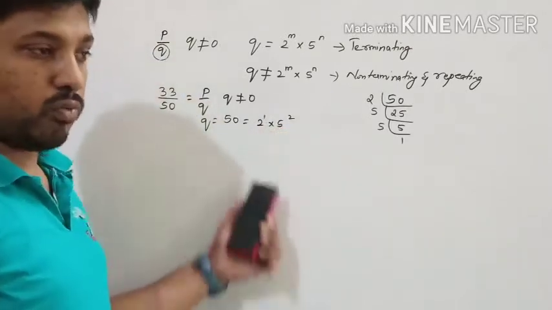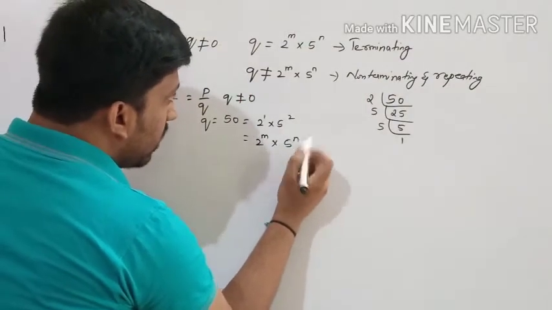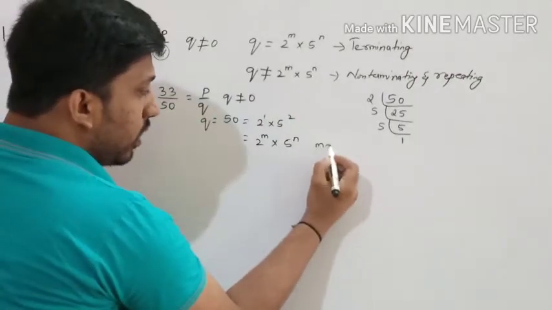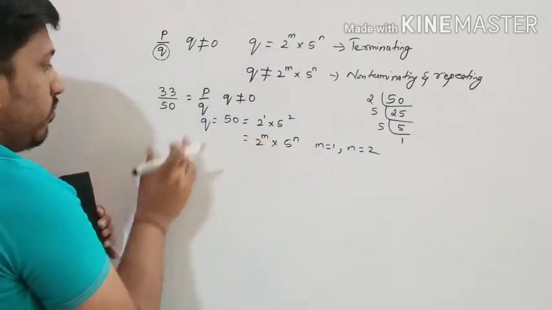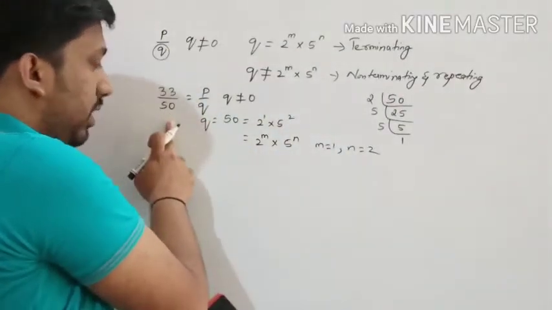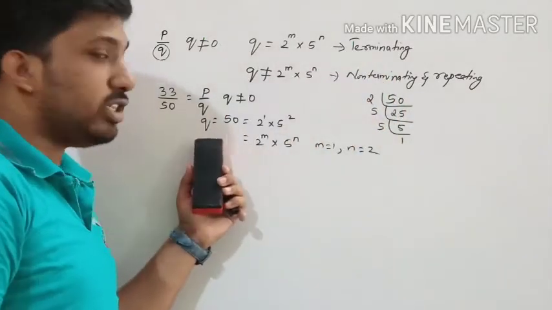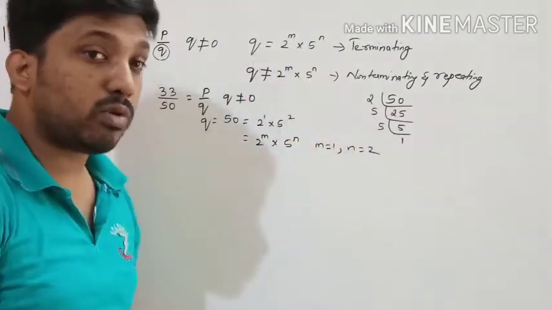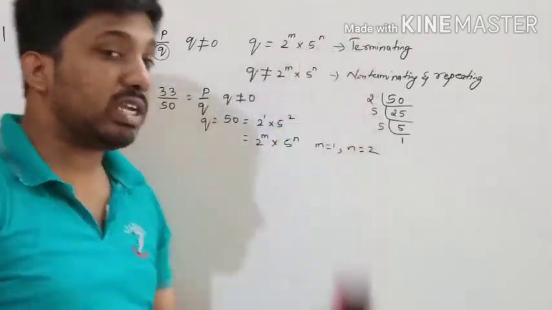Did you observe what form we got? This is nothing but in the form of 2 to the power of m into 5 to the power of n, right? So where m takes the value 1 and n takes the value 2. Here m is equal to 1 and n is equal to 2, isn't it? So we got this form. Obviously this number is a terminating decimal. Without actually dividing 33 by 50, we are going to conclude that this is a terminating decimal by just observing the denominator and dividing it into its prime factors and observing that it is in the form of 2 to the power of m into 5 to the power of n. This form if it is, then it is a terminating decimal.